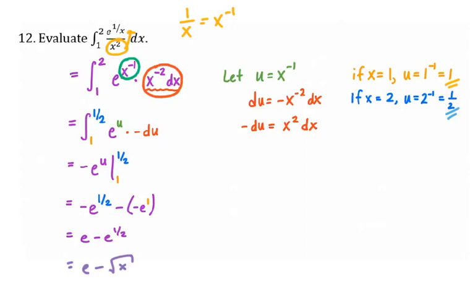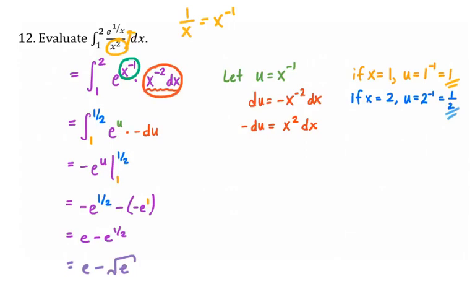And that was definite, so... keep doing weird things, sorry. E minus e to the square root of e. Ooh. All right, there we go.